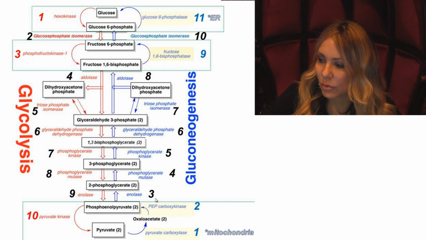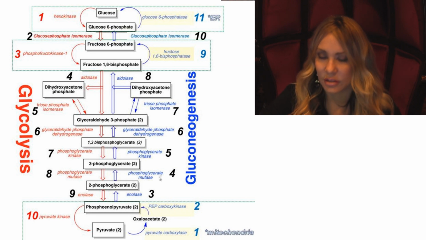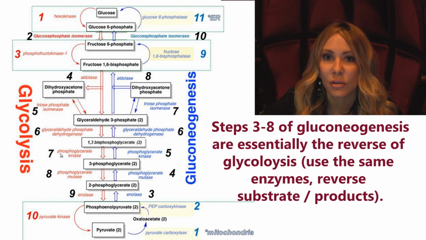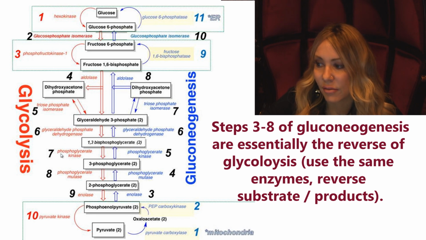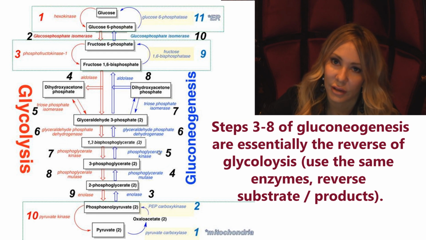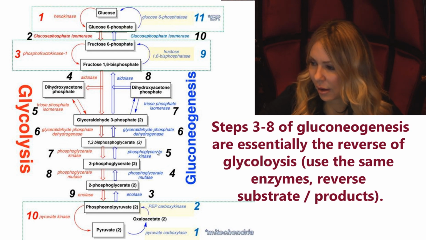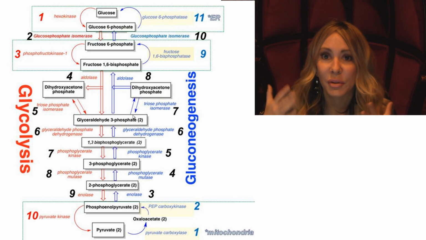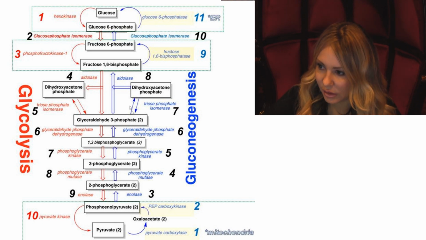Okay, steps 3, 4, 5, 6, 7, and 8 of gluconeogenesis are essentially the reverse reactions of glycolysis. Remember, in step 7 of glycolysis we created an ATP. Well, in step 5 of gluconeogenesis, that's when we're going to be using one. So again, this is a reverse. We're going to go from the 3-carbon molecules, the glyceraldehyde 3-phosphates, and put them back together again in the reverse reaction of aldolase.